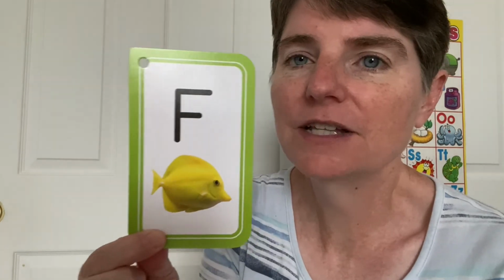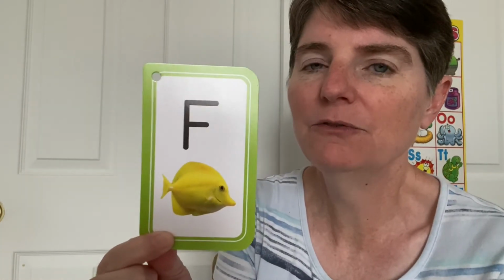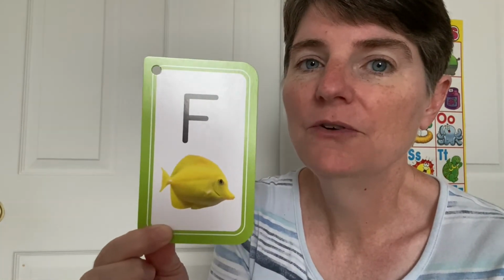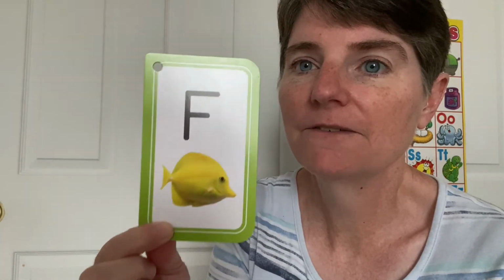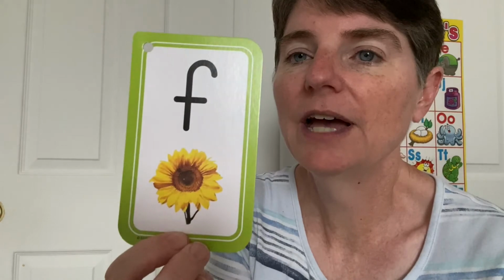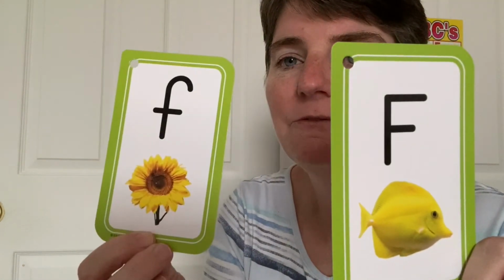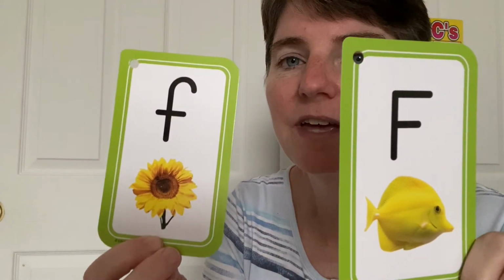Okay, now, what letter did we learn about today? F, that's right. What sound does F make? Fish, that's right. Fish starts with F. And on our lowercase f, we had flower. Fish and flower start with F.